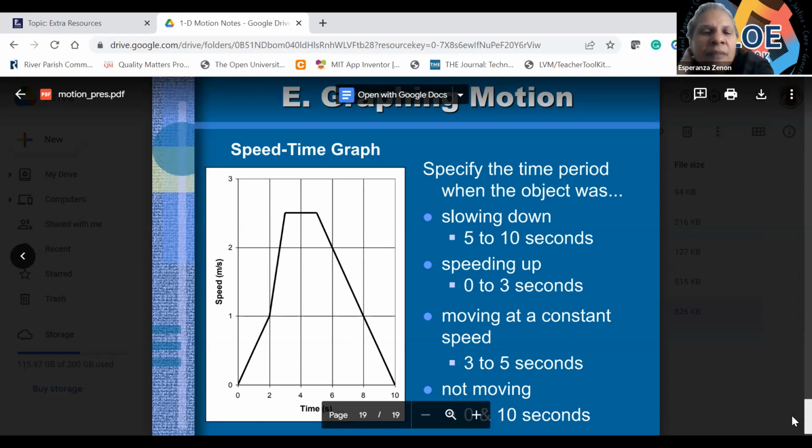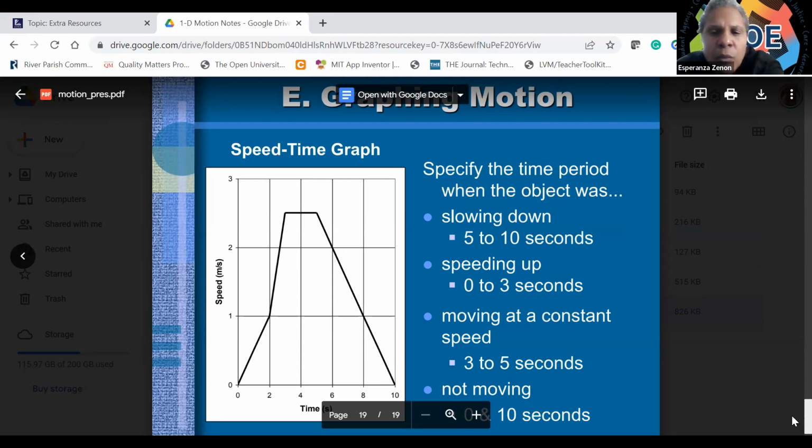When was the object speeding up? Speeding up means the slope is positive, increasing from left to right. So between 0 and 3 seconds. Now, truthfully, if we analyze that even deeper, we can say that the slope from 0 to 2 seconds is different from the slope from 2 to 3 seconds. You can see that from 2 to 3 seconds, the slope is much steeper. So it was speeding up by a bigger amount, or the acceleration was bigger between 2 and 3 seconds than between 0 and 2, but it still was speeding up.